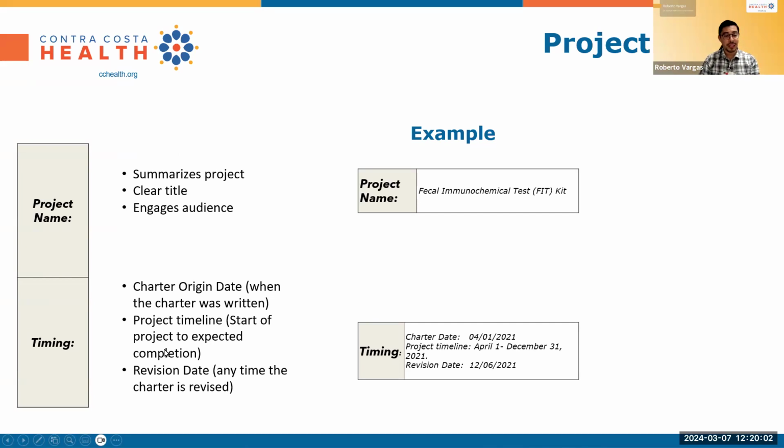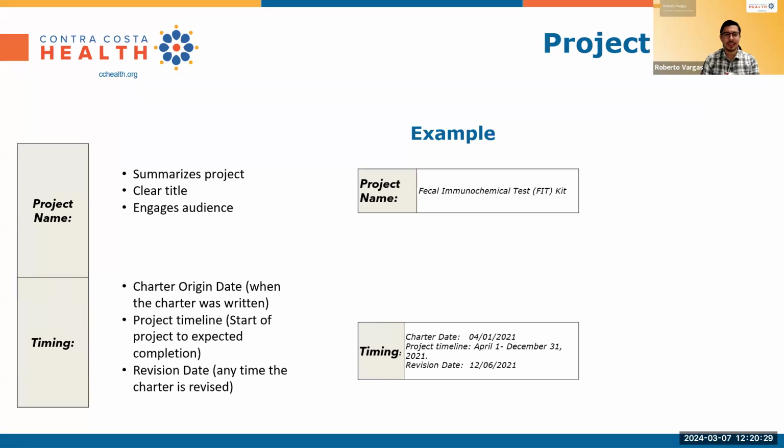Timing. There's a timing component here. I like to think through three things as part of timing. So when did you first design your charter, right? When is the origin date? When was the charter first written? The second one is the project timeline. What should I expect here? What should I expect you to start in a month, 3 months, 6 months? Are you starting tomorrow? And then when do you anticipate wrapping up?